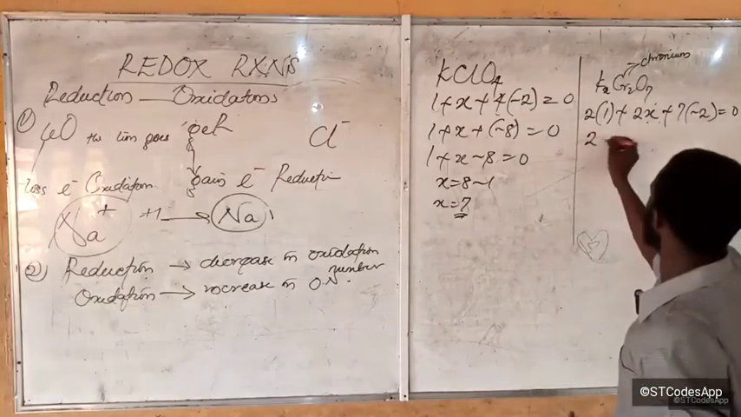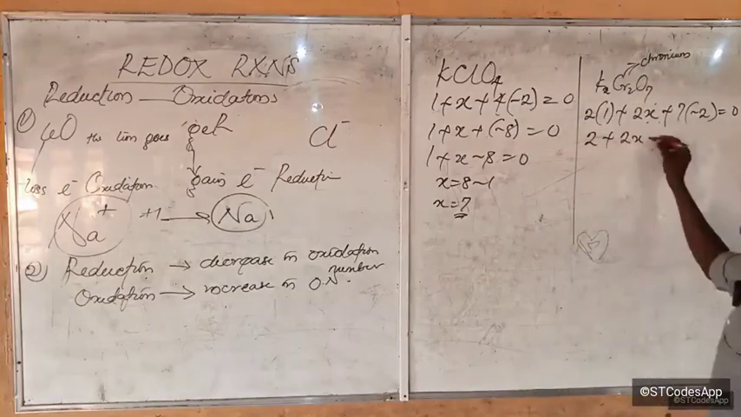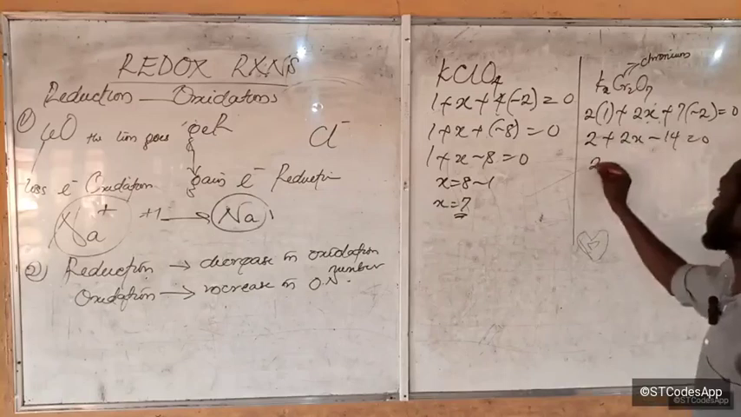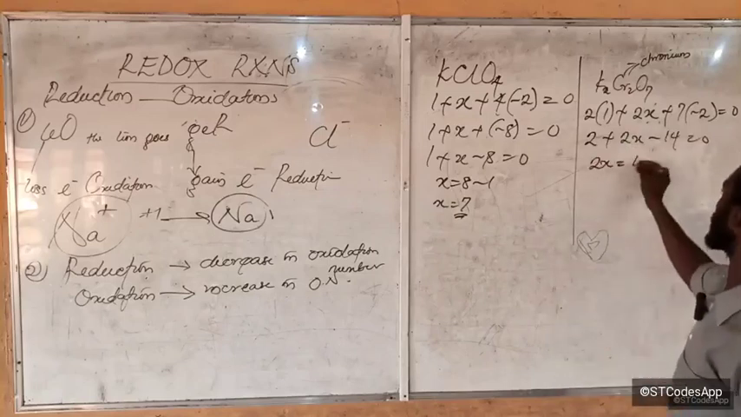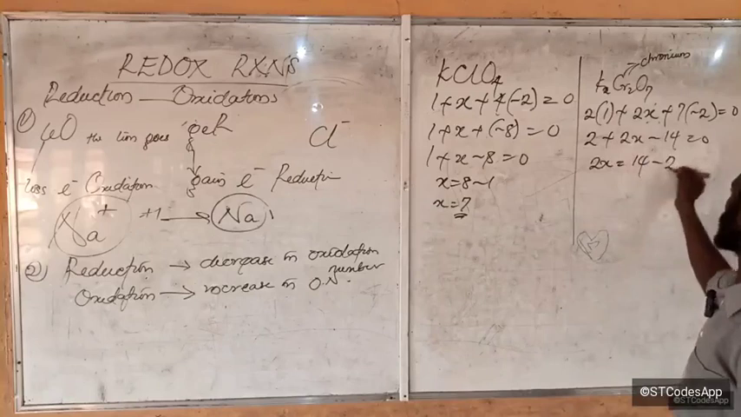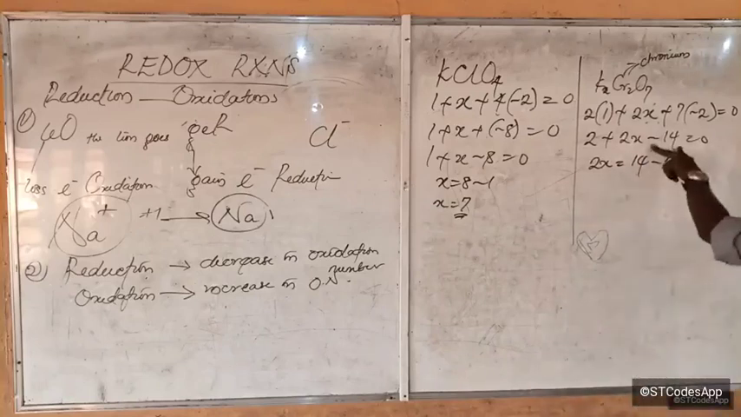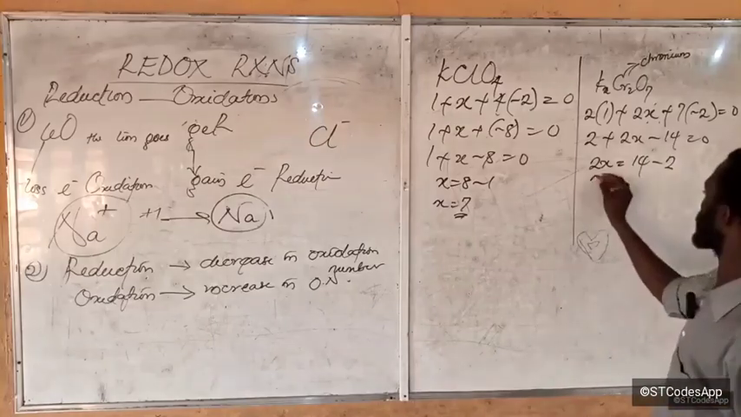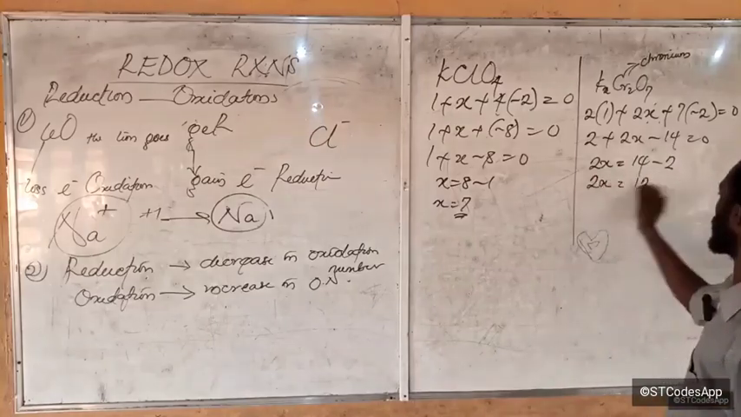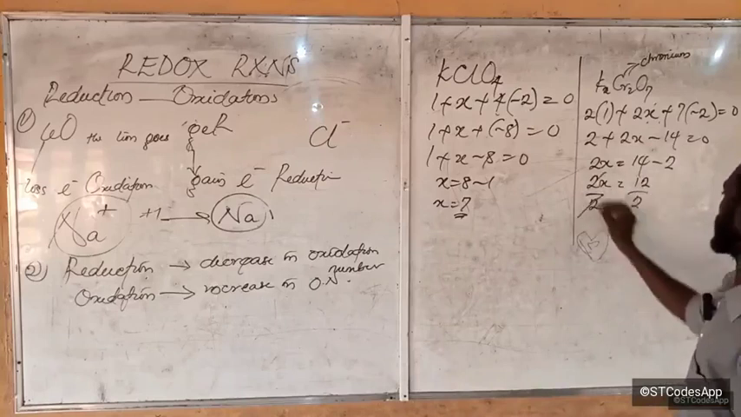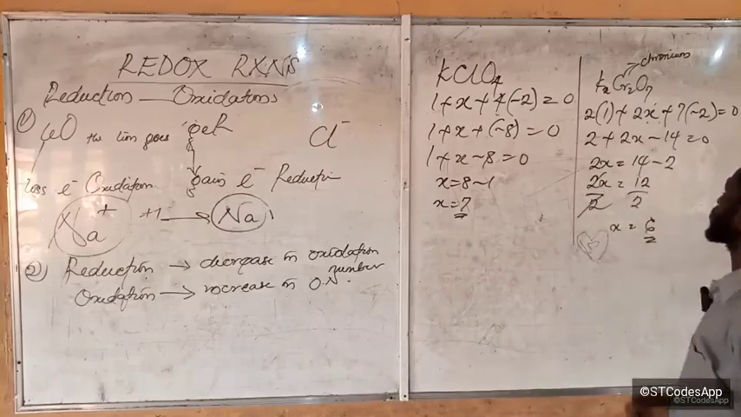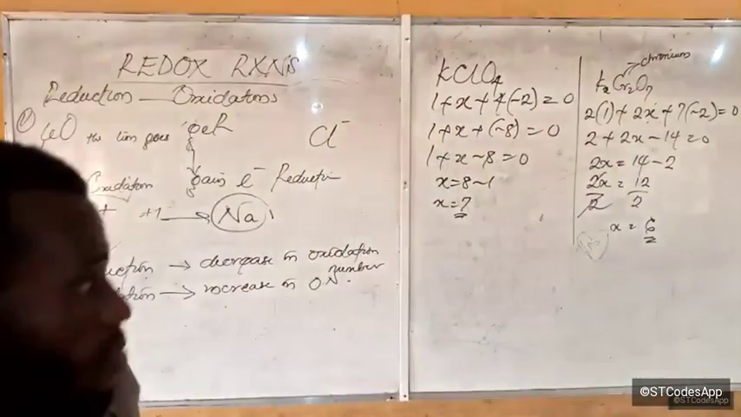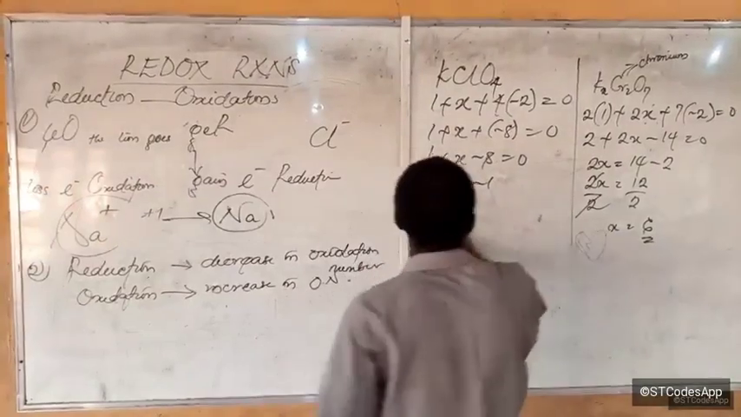Everything must give us the ground state oxidation number of the entire compound, which is 0. So 2 times 1 is 2, plus 2X, plus 7 times -2, that is -14, equals 0. So what do we have? We have 2X left here, equal to 14 here, -2. Or you simply say you are adding 14 to both sides and subtracting 2 from both sides. Is that okay? So you have 2X is equal to 12. So you divide both sides by 2 and X becomes 6. And that is the oxidation number of chromium there. Good.